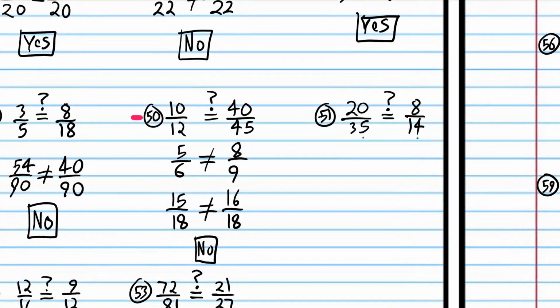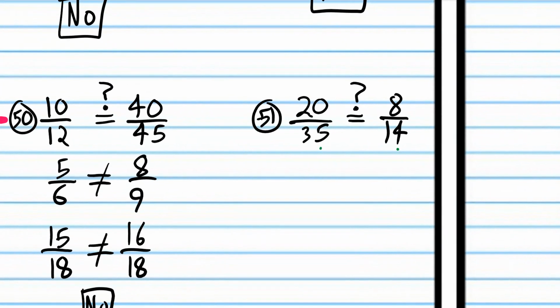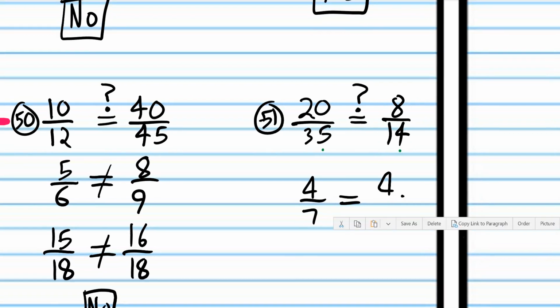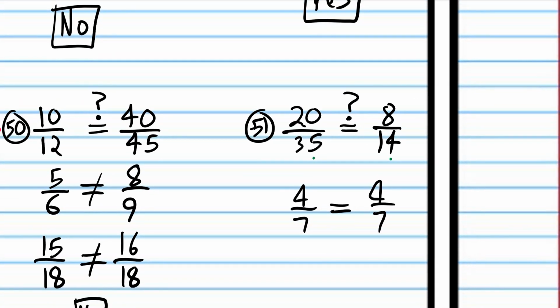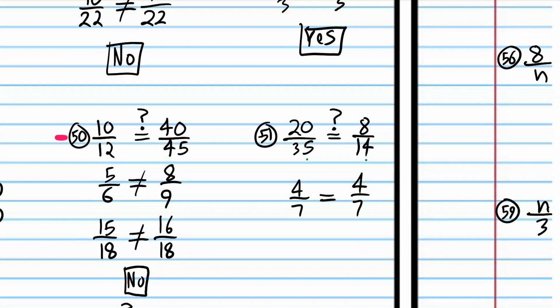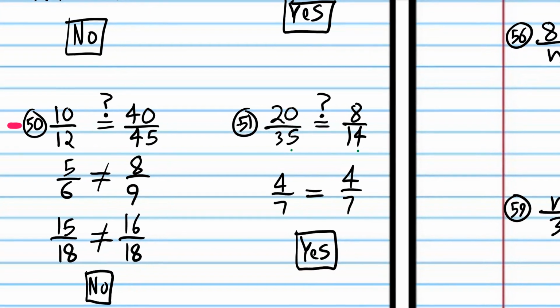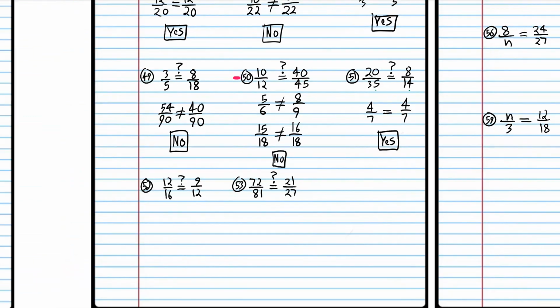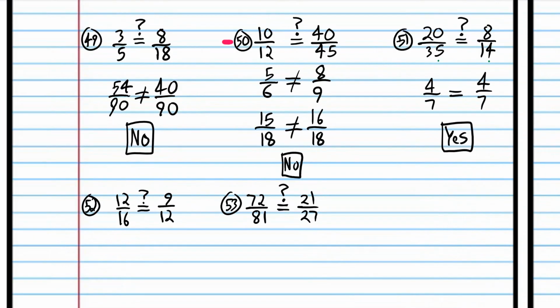All right, we're back. I'm going to divide both sides of this fraction by 5, and we're going to get 4 over 7. And both sides of this fraction by 2, and we get 4 over 7. Looks like we have a correct proportion. That proportion is true. So if you got that answer, good job. Try number 52, and when you come back, we'll do it together.